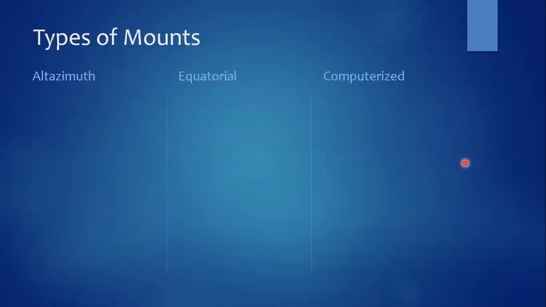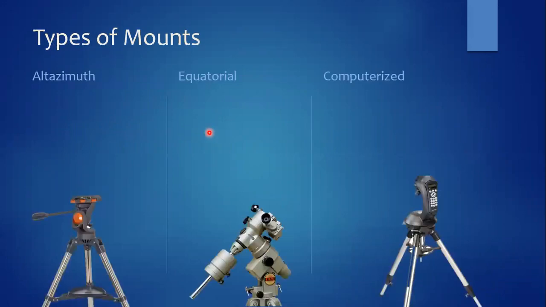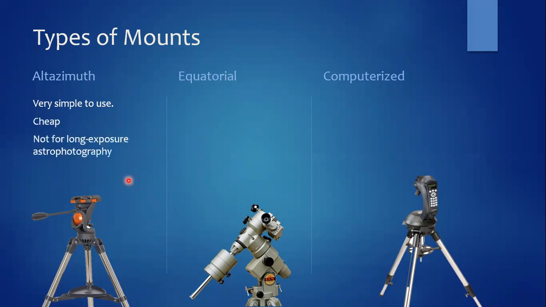Coming to mounts, there are three types of mounts. The first is the very basic alt-azimuth mount. Second is the equatorial mount, and third is the computerized mount. The first one, the alt-azimuth mount, is a very basic type of tripod, which you also use in your cameras, the very basic camera tripods that are available. It only goes from left to right and up and down. And you can't track objects, and hence you can't use it for long exposure astrophotography.